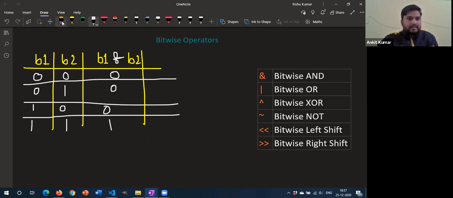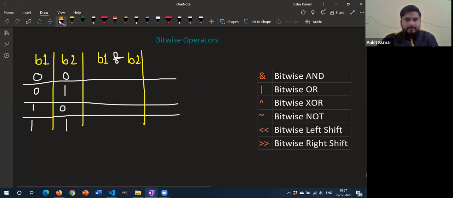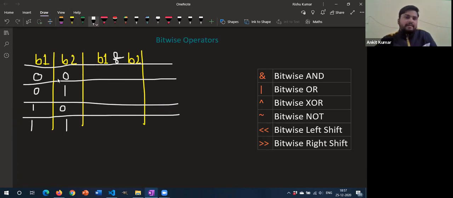Okay, so this is clear, I think. Now let's have a look at bitwise OR. What happens in bitwise OR? You have both the bits 0 0. OR is just similar to addition. So 0 plus 0 will get you 0. 0 plus 1 will get you 1. So in case of bitwise OR, if either of them is 1, you will get 1.